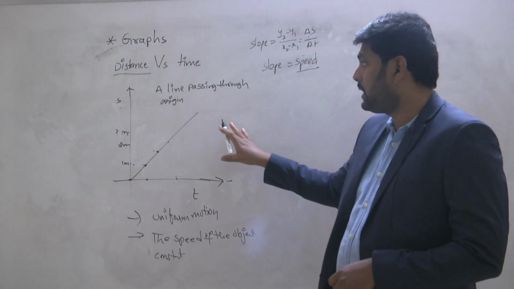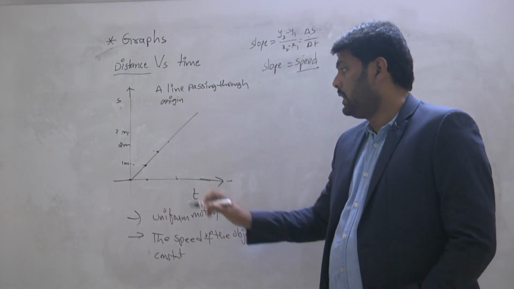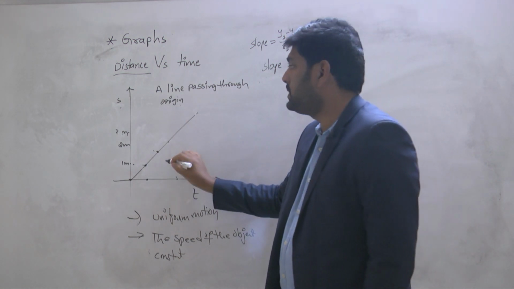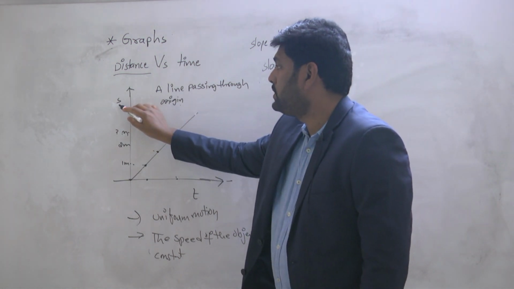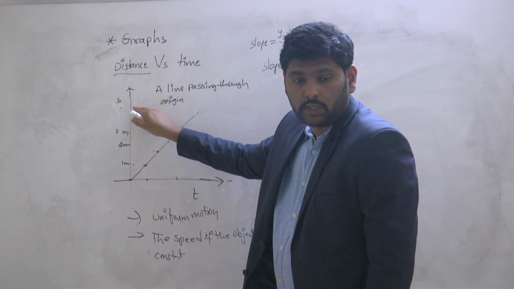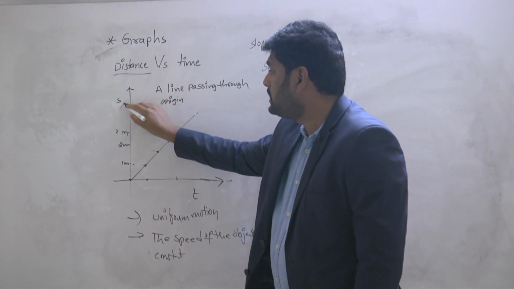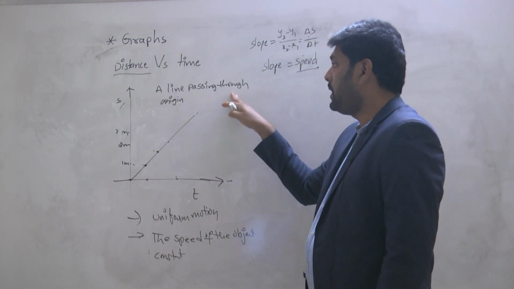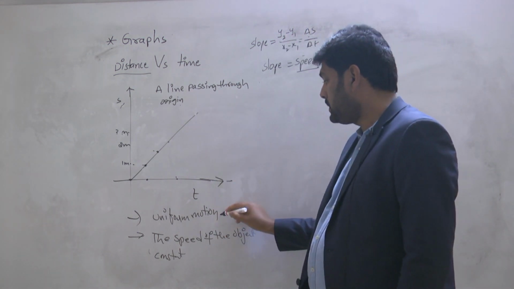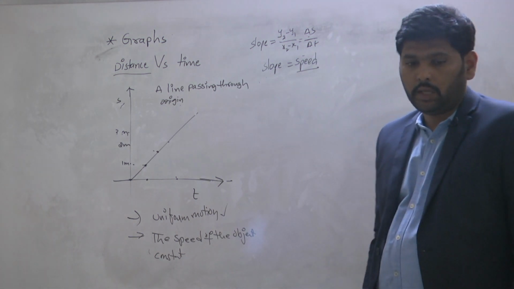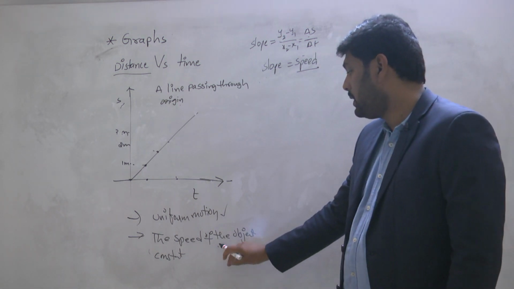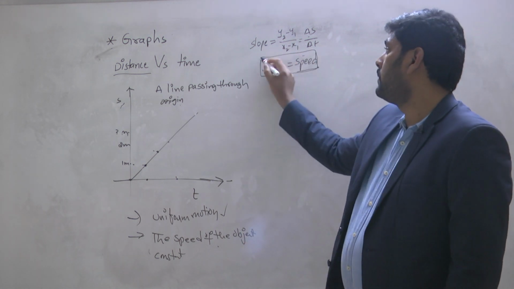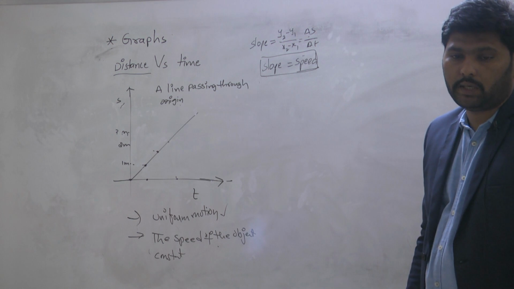So what does the graph represent here? Any line passing through the origin. In which graph is it? In the distance versus time graph, any line passing through the origin represents uniform motion, and its slope represents what? Speed. Okay, slope represents speed. Understand?